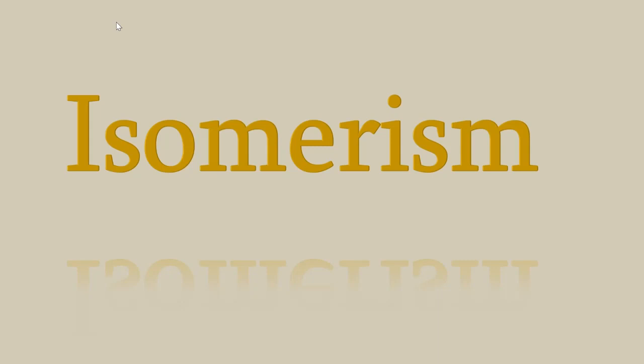Hi, everyone. Today I will tell you about isomerism. But before we start, let's know a little about isomerism. Isomerism is a phenomenon by which an organic compound can exist in different forms with the same molecular formula, but different structural formula.